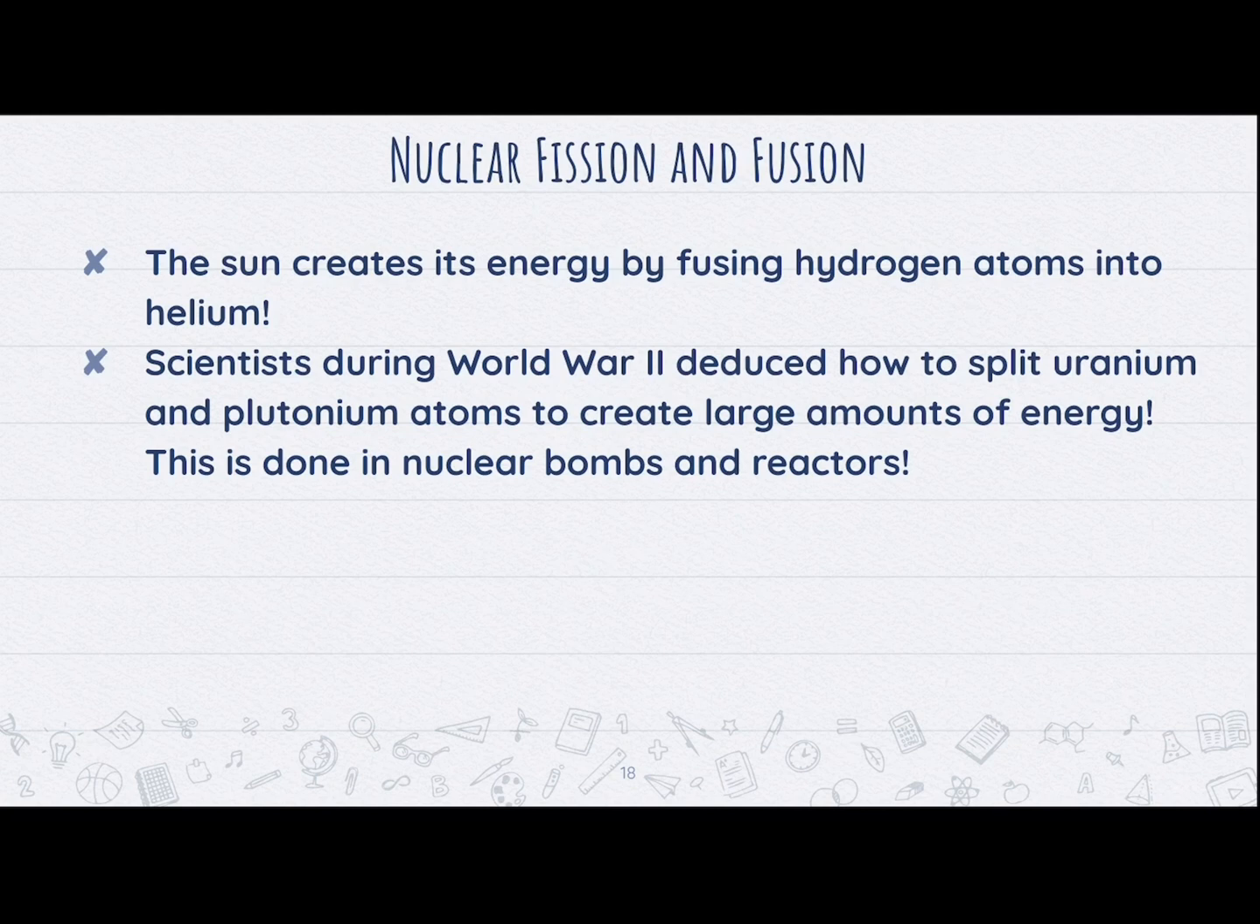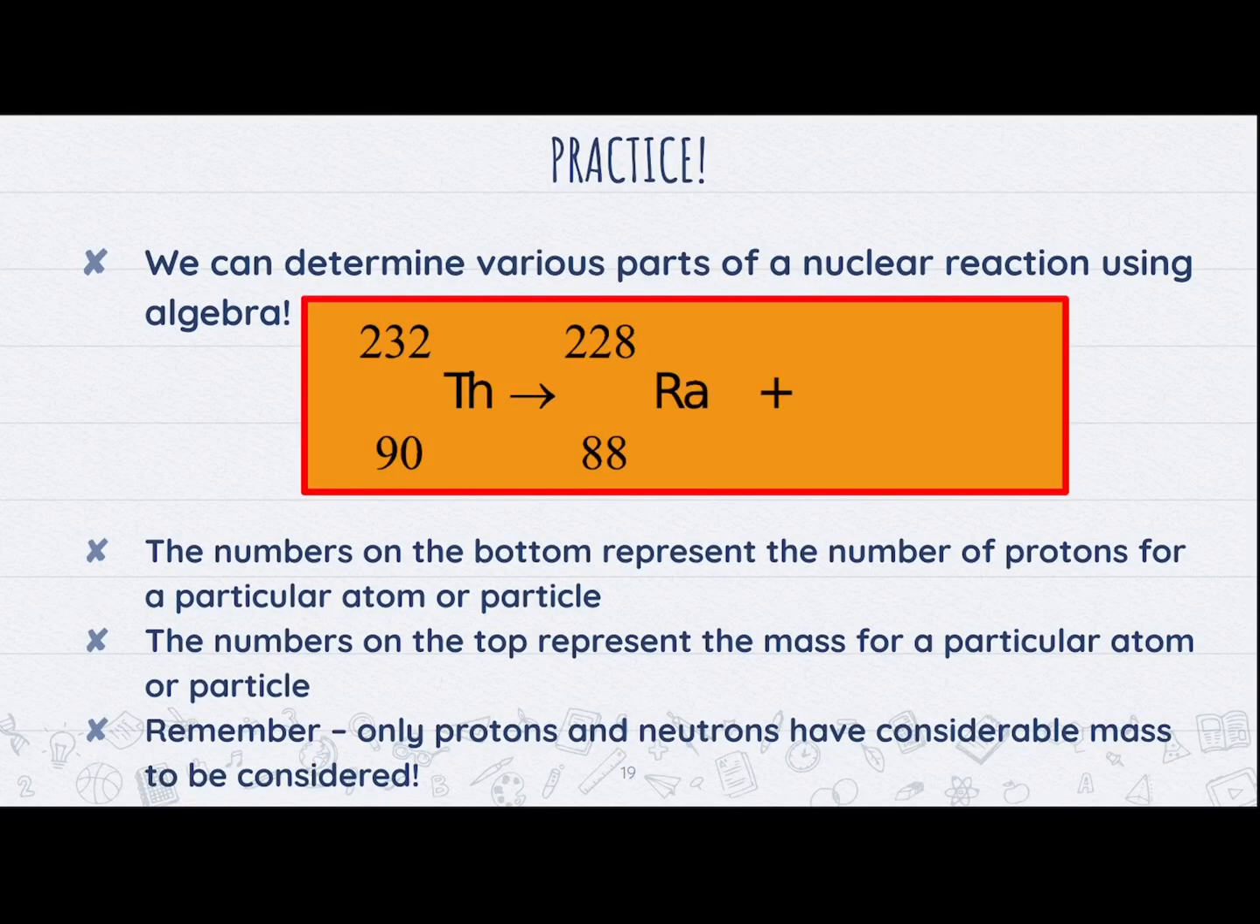Okay, the sun creates its energy by fusing hydrogen atoms into helium. Scientists during World War II deduced how to split uranium and plutonium atoms to create larger amounts of energy. This is done in nuclear bombs and in reactors. Okay, so now we can practice. We can determine various parts of a nuclear reaction using algebra.